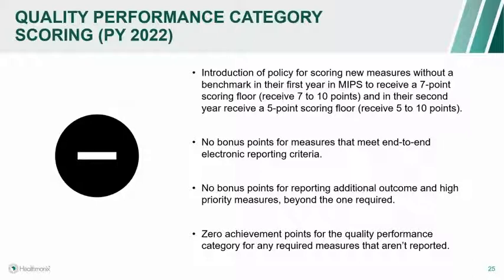A big change though is that there are no bonus points for measures that meet end-to-end electronic reporting criteria. So no CEHRT bonus points. There are also no bonus points for reporting additional outcomes in high priority measures beyond the one required. And there are 0 achievement points for the quality performance category for any required measures that aren't reported.